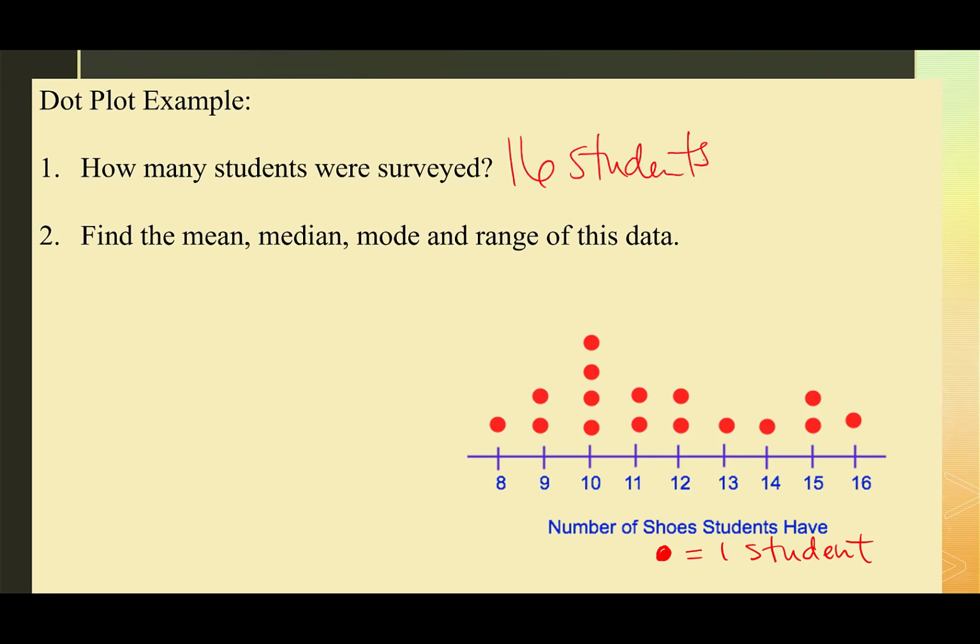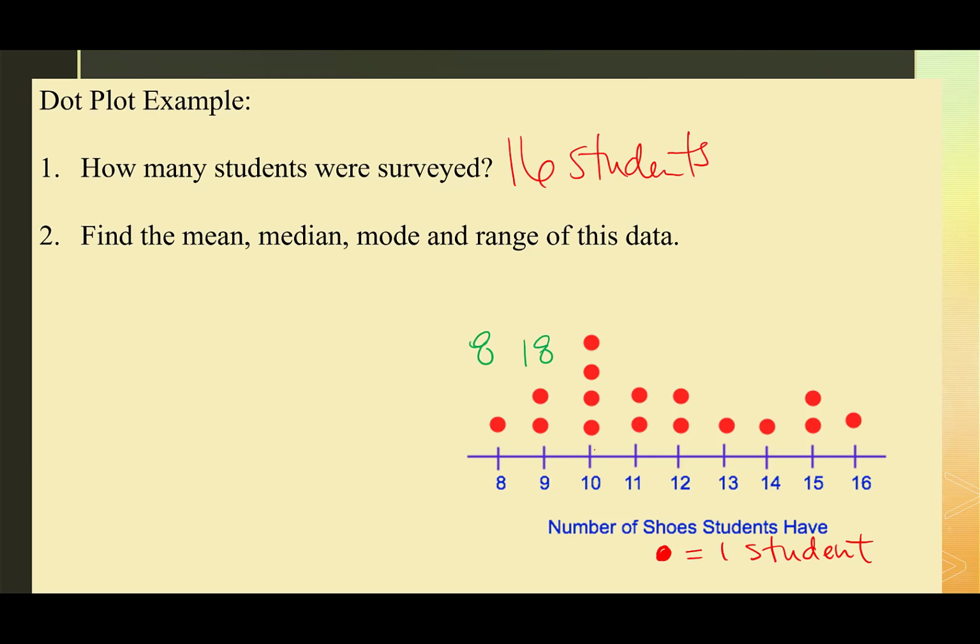We have 16 students, and so in order to find the average number of shoes, we need to add the total shoes together. But here we're going to take a shortcut. Instead of listing out all 16, we're going to use the dot plot and multiplication to make it a little quicker. There's 1 dot, so there's 1 student that has 8 pairs of shoes, so I'm going to put the number 8 right above that first column. There's 2 students that have 9 shoes each, for a total of 18, because 2 times 9 is 18.